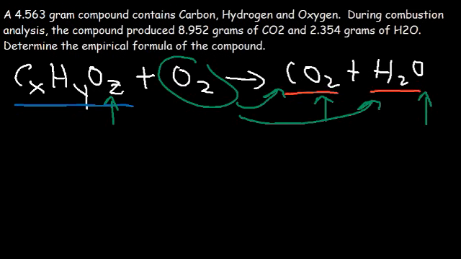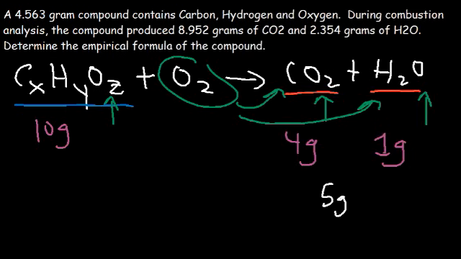For example, let's say there's 10 grams of the unknown compound, and 4 grams is from carbon, and 1 gram is from hydrogen. So that means the missing 5 grams must be oxygen in this compound, because the masses of carbon, hydrogen, and oxygen have to add up to the mass of the compound. And that's the best way in which you want to find the mass of oxygen. Once you have the grams of oxygen, you can convert it to moles. And once you have the moles of all 3 elements, you can find the empirical formula. So that's what we want to do for this problem.